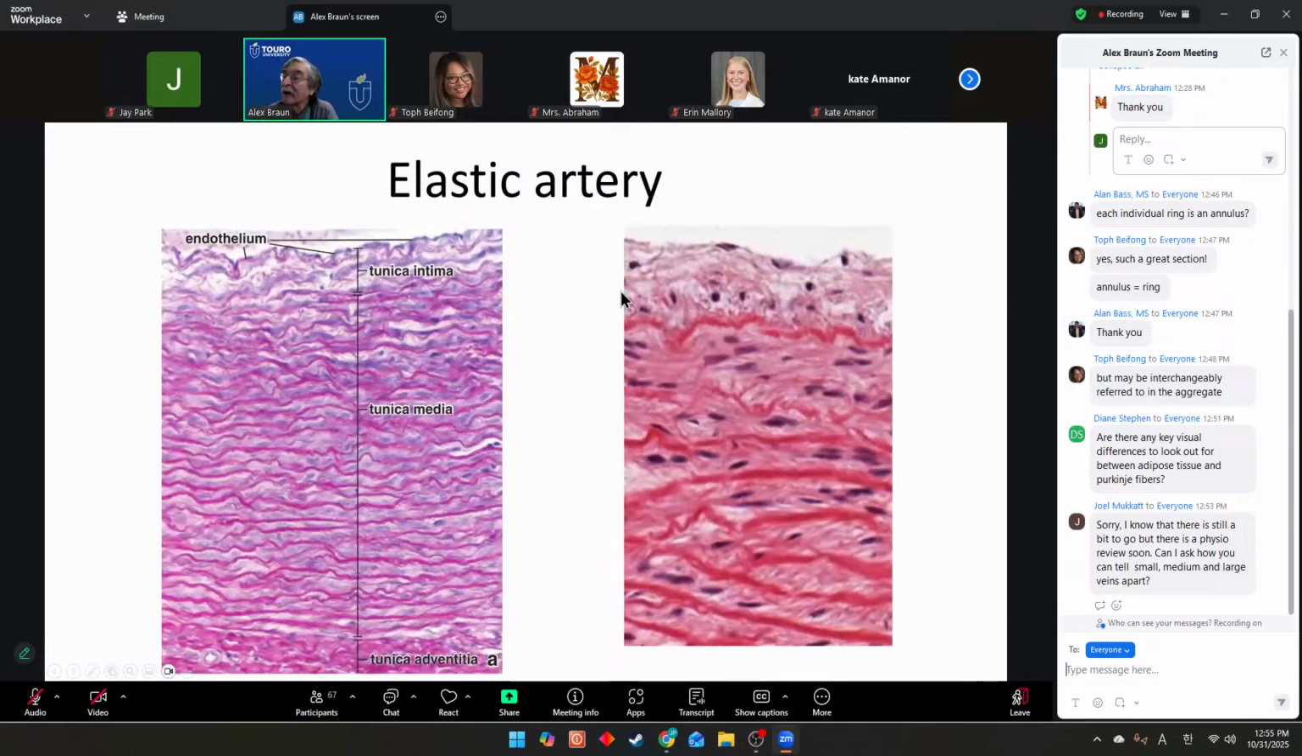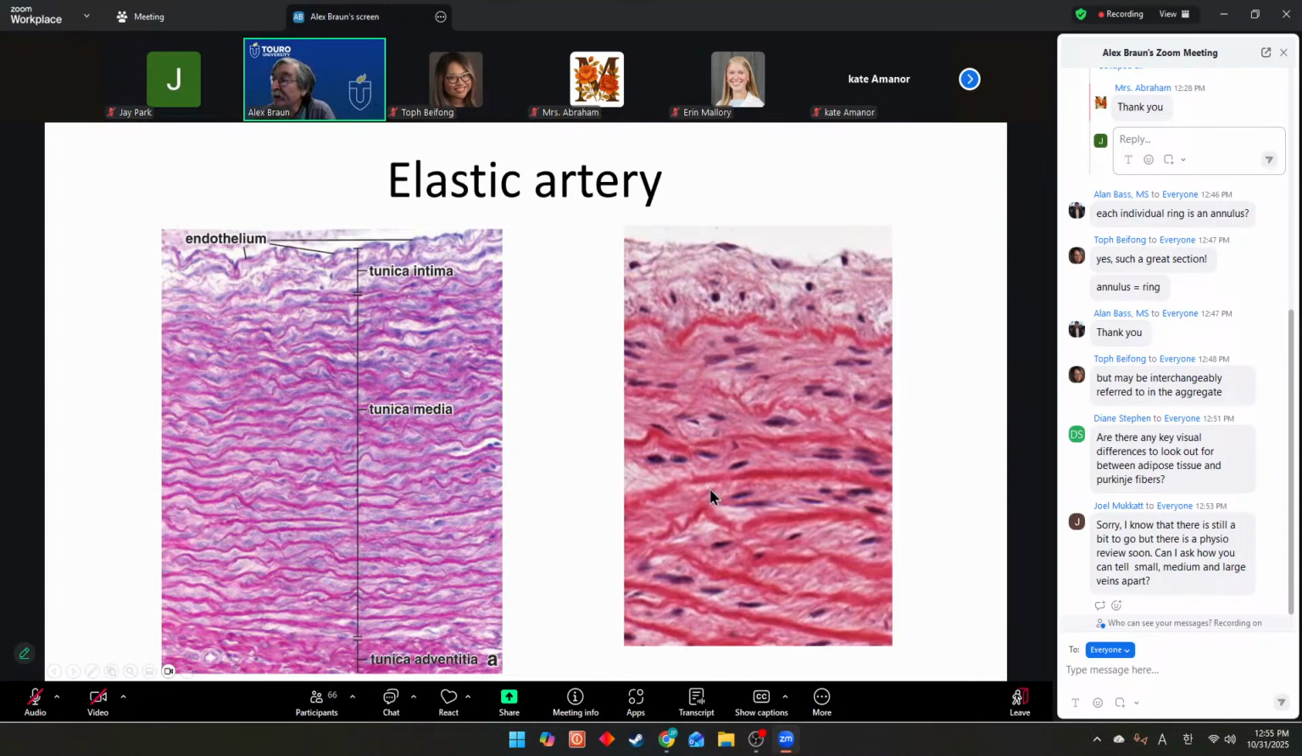Here's another higher magnification showing you an elastic artery. There's a thin inner layer, which is the intima. There's an endothelium lining the intima. This layer here must be the media. It has many, many layers of elastic lamellae, which stain with this particular elastic tissue stain. Out here is a little bit of adventitia right here.